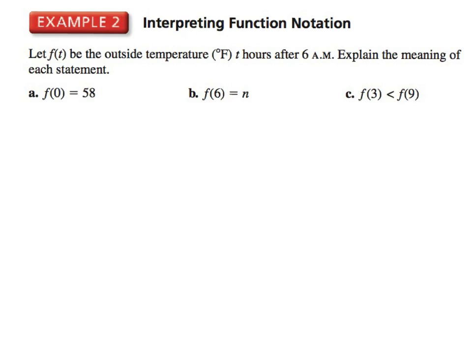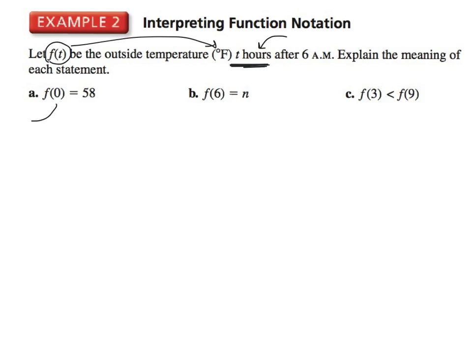So here's the fun part. I love these problems. Taking what you know and applying it to real-life statements or interpreting the meaning behind them. So, f of t, we're going to let that be the outside temperature in degrees Fahrenheit, t hours after 6 a.m. So t represents your input. This is your x. This is what you plug in. The number of hours gets plugged in. f of t is degrees. So explain the meaning of each statement.